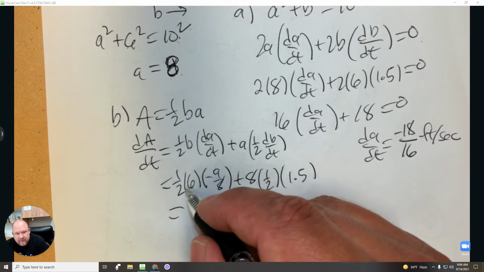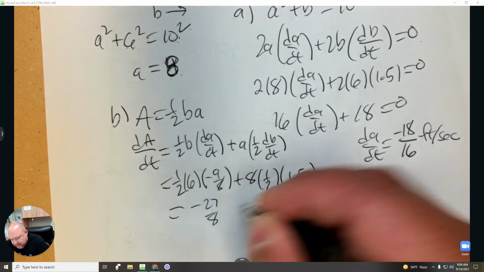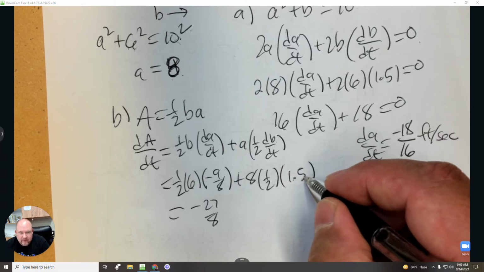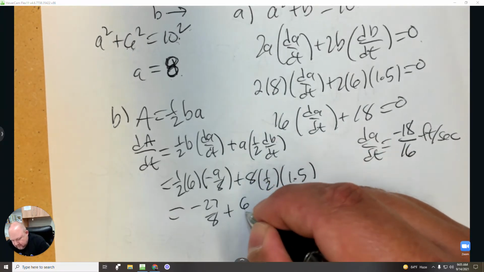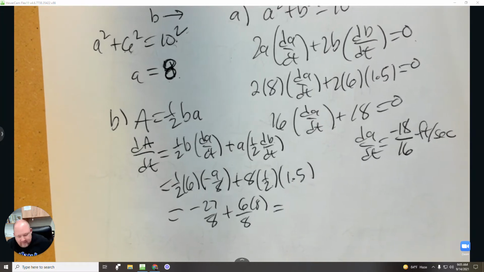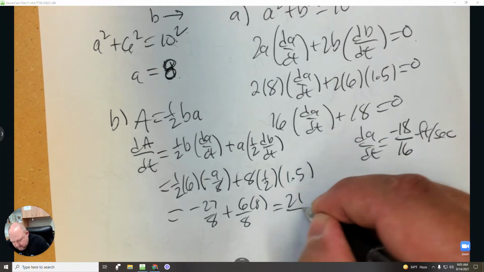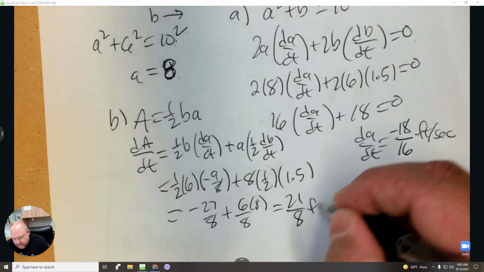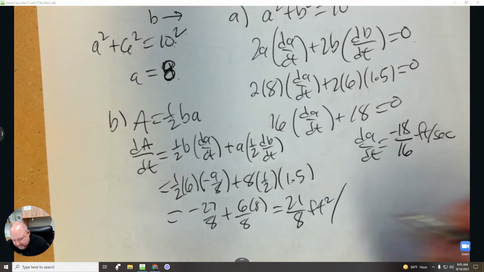So half of 6 is 3, that's negative 27 over 8. Half of 8 is 4. 4 times 1.5, and half of 4, that's 6. You can get common denominators. And 48 take away 27, you get 21 over 8. And what's for area? That would be feet squared per second.